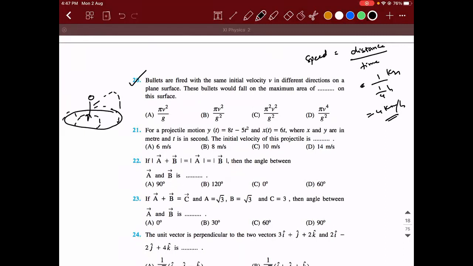What they are trying to say is, when you see from the top view, since the bullets are fired with the same initial velocity in different directions, and the question is very clear, there is a hidden information. The bullets would fall on maximum area. When will you get maximum area? If you observe from the top, you can see these kind of dots. So if you join all those dots, what shape do you think you're going to get? You will get a circle.